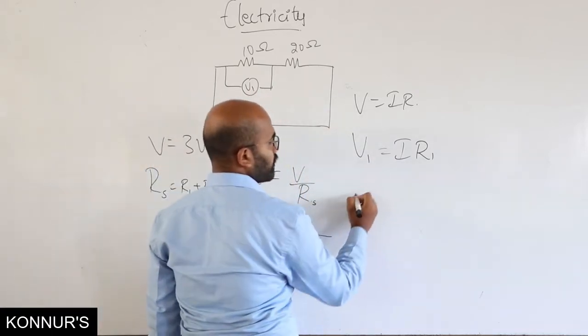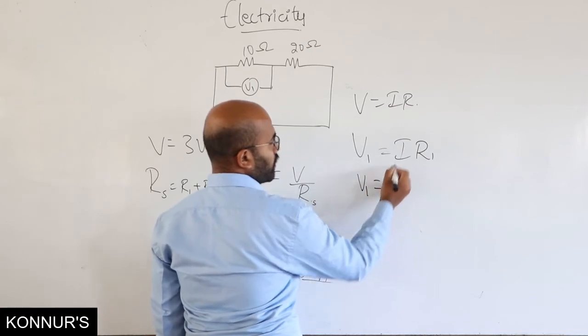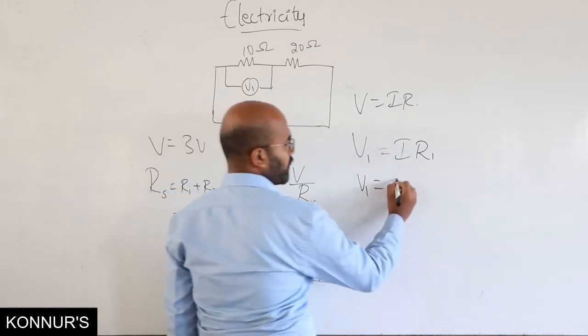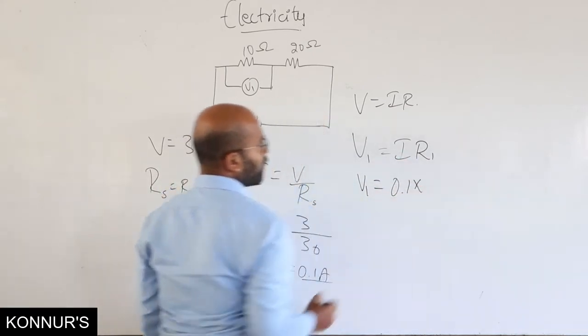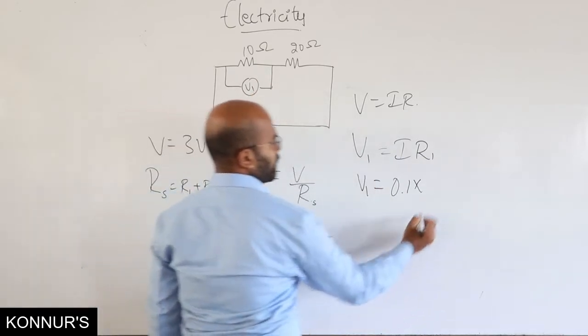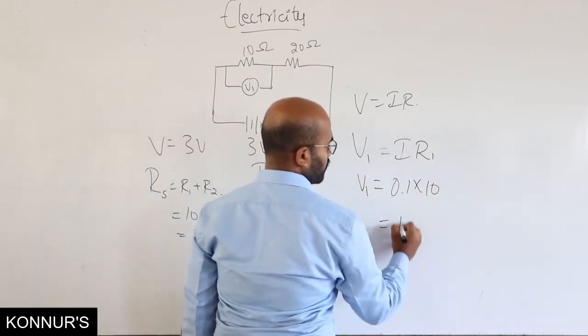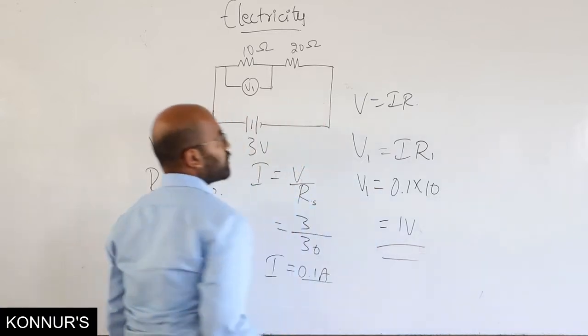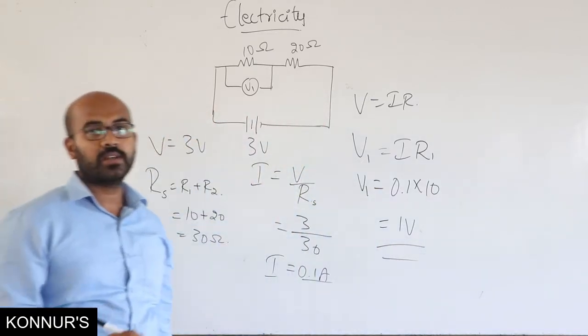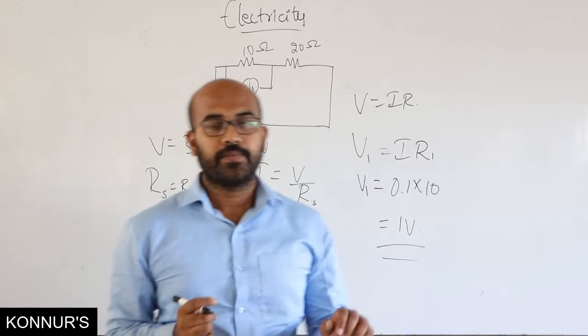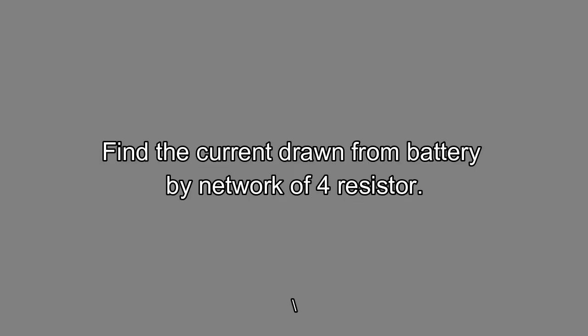So V1 is equal to I. The value of I is 0.1. What is the value of R1? It is 10. So that is 1 volt. So the potential difference across 10 ohm is 1 volt. Coming to the next one.